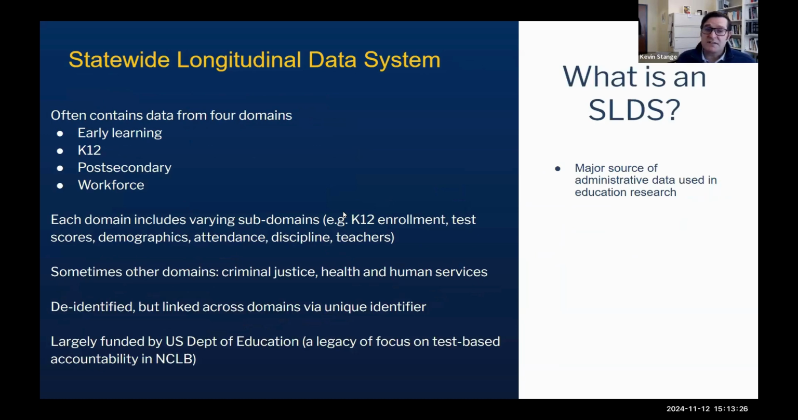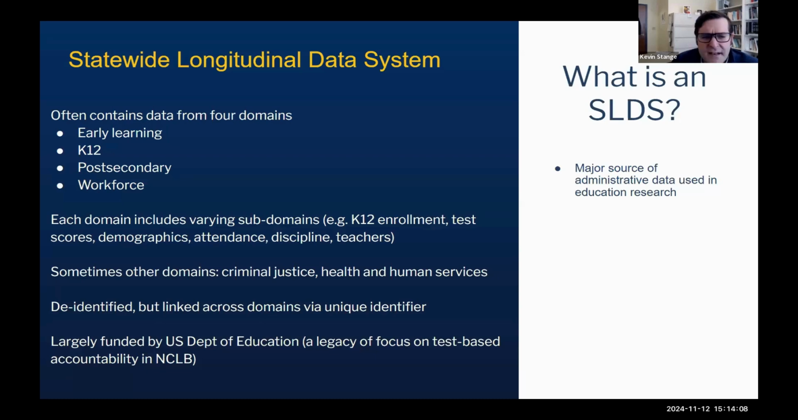SLDSs, Statewide Longitudinal Data Systems, are basically the major source of administrative data used in education research. Often they contain data from 4 domains: early learning, like pre-K. K-12 is usually the backbone, the core of SLDSs. Post-secondary data, which is where I've mostly worked, and then workforce data. Many states have earnings data for their residents that they've been able to link to education records, so you could look at some of the longer-term consequences of various educational experiences.